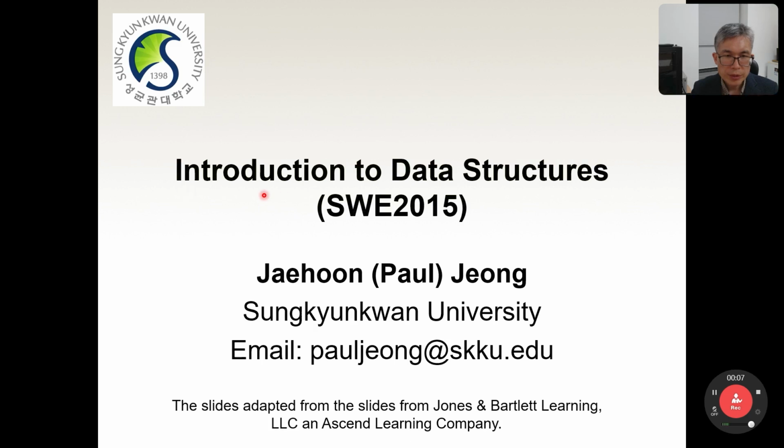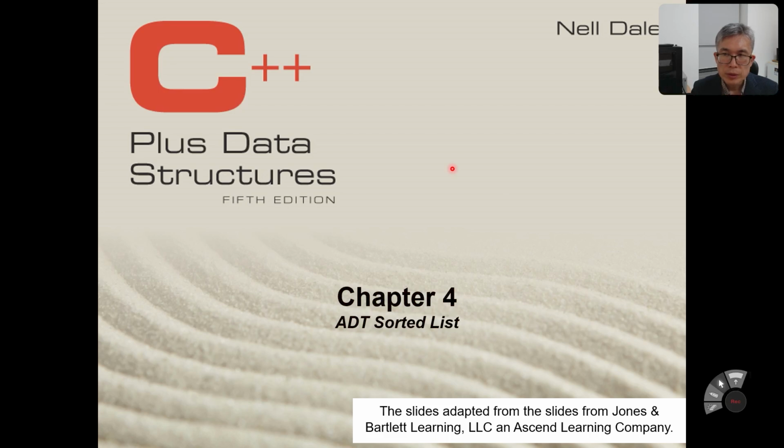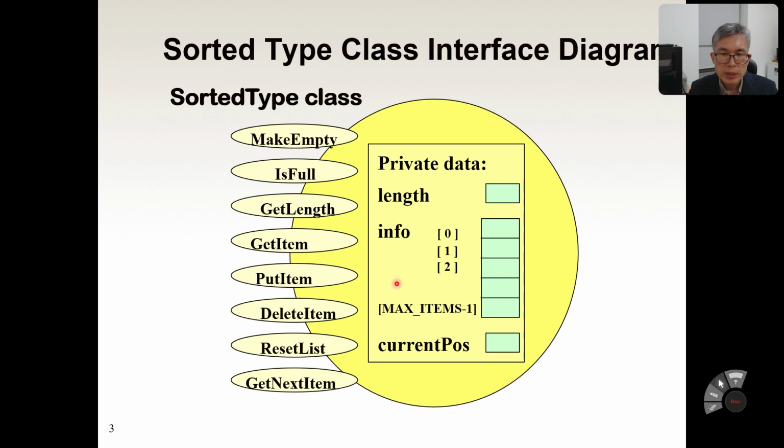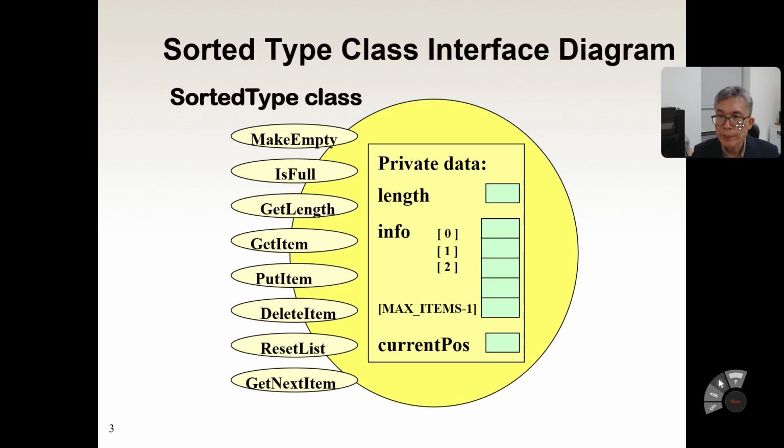I will explain introduction to data structures. Today I will explain chapter 4, ADT, abstract data type sorted list. This figure shows the sorted type class interface diagram. The yellow circle contains private data, member variables, and these ellipses are member functions.